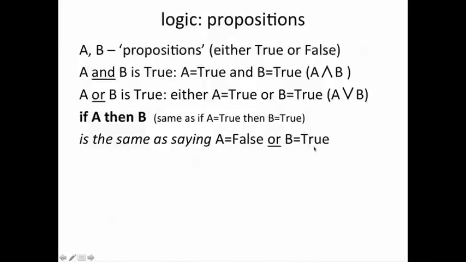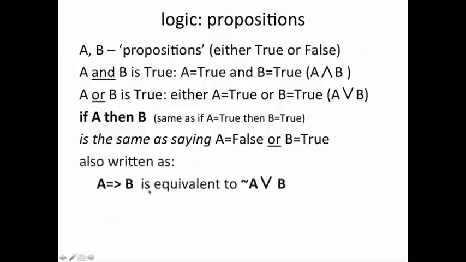Now, this requires a little bit of thought, which can also be written as A implies B is equivalent to not A or B, which is just the same as A is either false, which is not A being true, or B is true, which is just B. Let's go through it again. A implies B is the same as not A or B. Very important, critical aspect of reasoning.